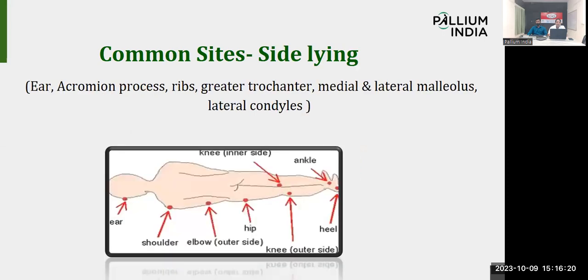Okay, the common sites in the side-lying position, either right or left, are the ear area, shoulder, elbow, mainly the outer side of the elbow, hip, knee, inner side and outer side of the knee, ankle, and also the heel. So in order to prevent pressure on these prone areas, what can we suggest to the patient or the caregiver?